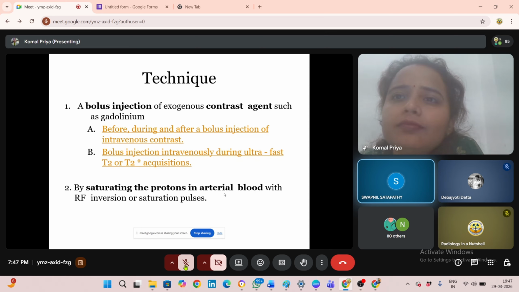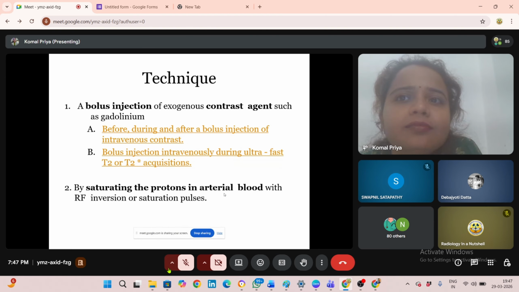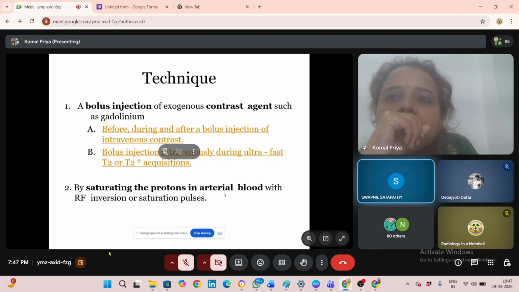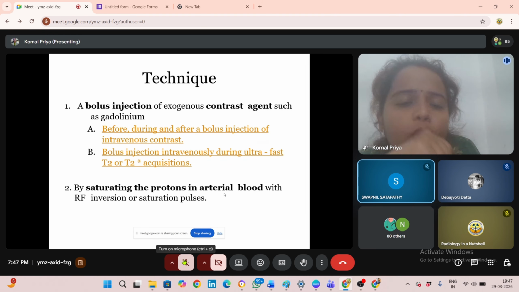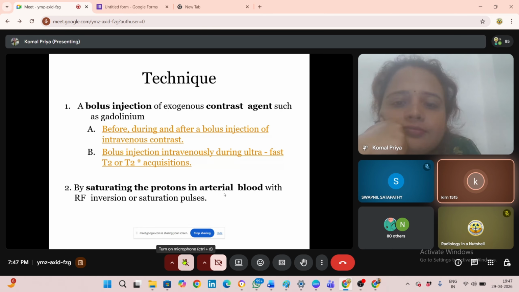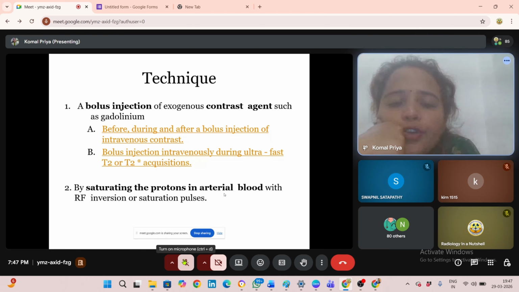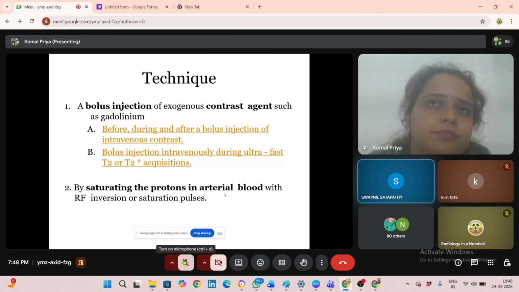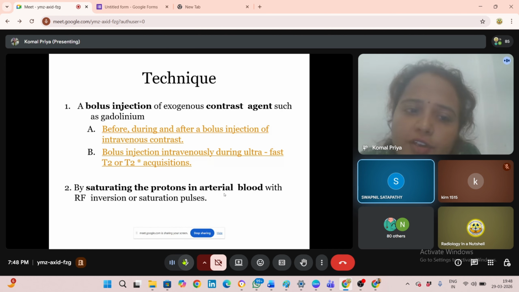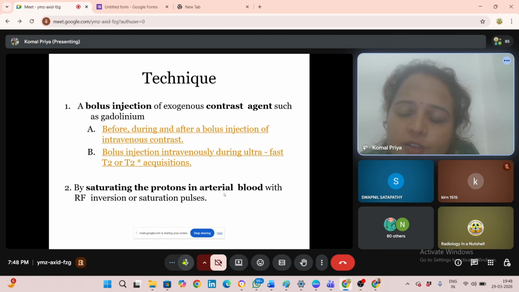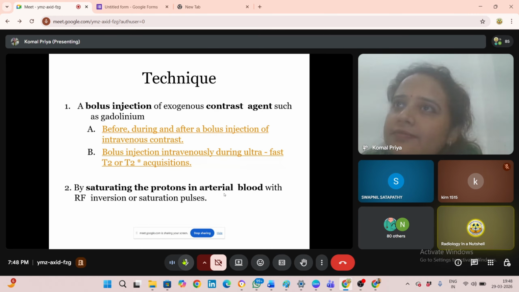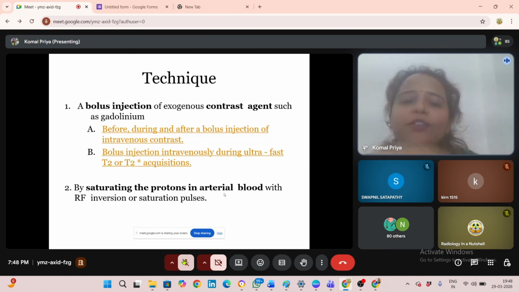Anyone? No one? Ma'am, T2 is transverse relaxation time. Very good. So T2 is spin lattice or spin spin? Ma'am, it is spin spin. Spin spin. So what do you mean by spin spin? Spin to spin. Spin spin is between spin spin, right?